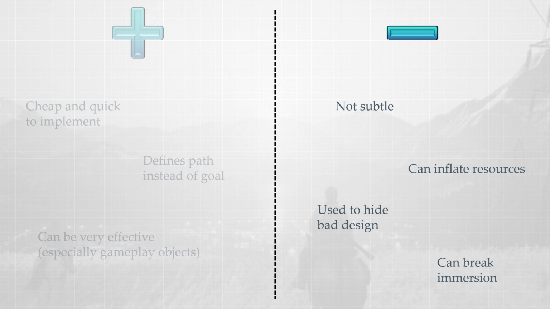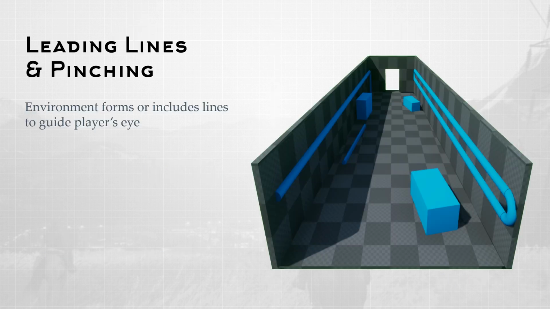So think about a situation in a game where you stumble upon a location that has never been discovered by anybody else before. But then you notice that you were led there by a trail of coins or ammunition, and there's just no reason why coins or ammunition should even be there. So you have to think carefully what type of elements you use as breadcrumbs so as not to break the player's immersion. Another very useful technique is leading lines and pinching.